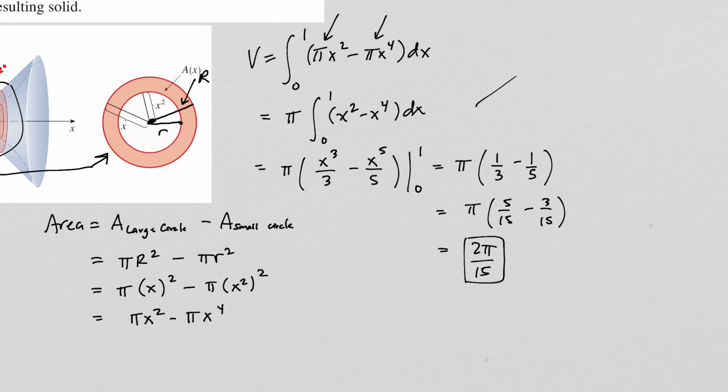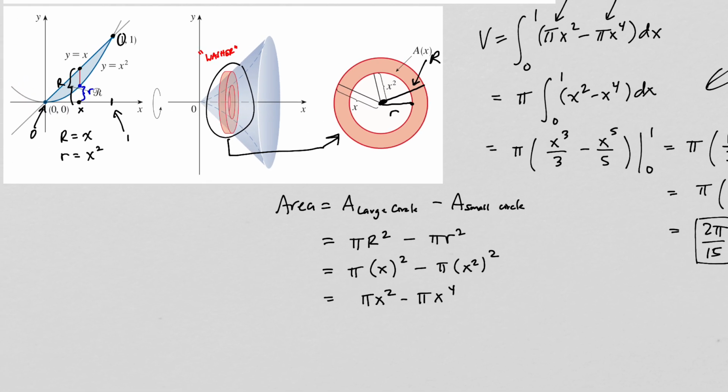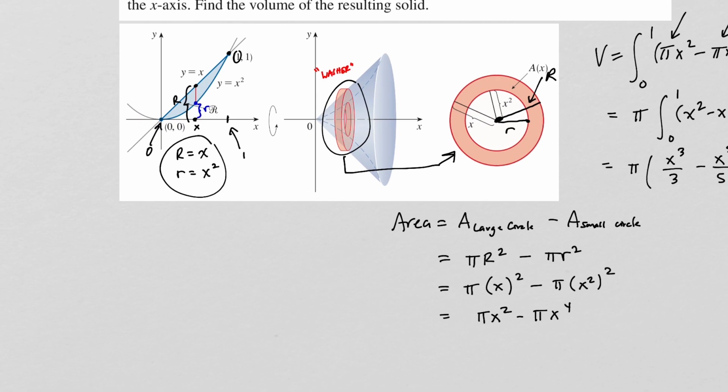So again, I'm not worried about this part. This part is relatively simple. It's all about identifying big R and little r.